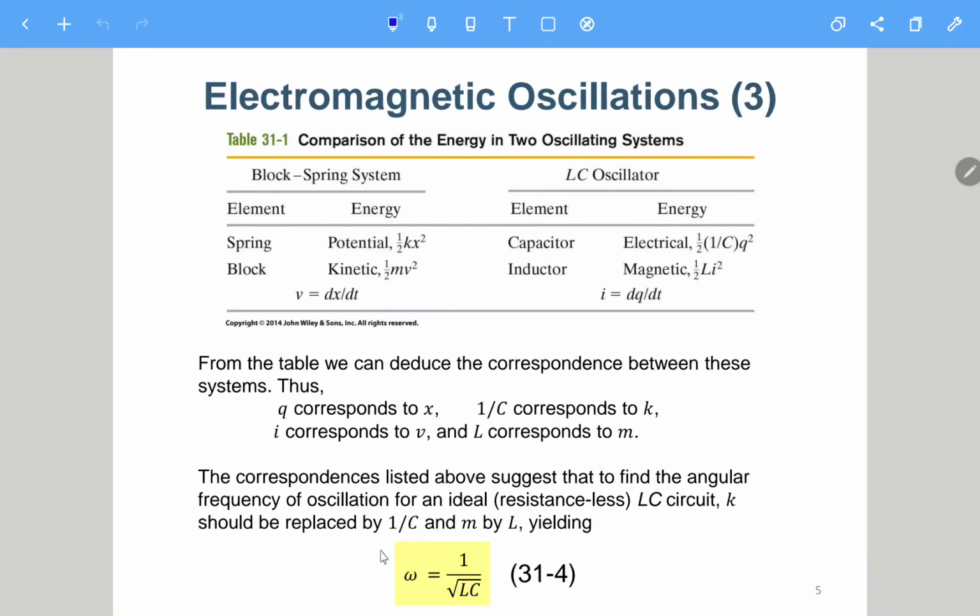Okay, so here it mentioned that if we have an LC oscillator, we have something like this: 1/2 Q squared over C, and then for the inductor 1/2 LI squared, and then it tries to draw an analogy to the mechanical spring-mass system. In the textbook, it is called the block-spring system. I usually call it a spring-mass system.